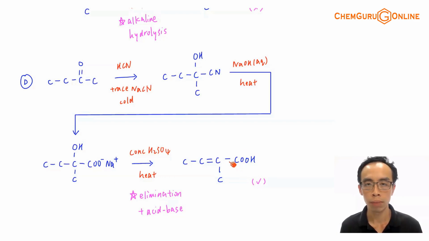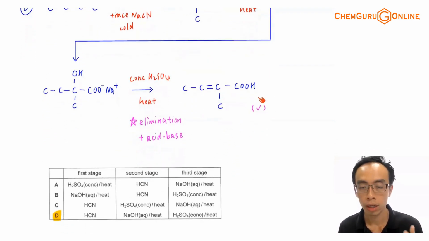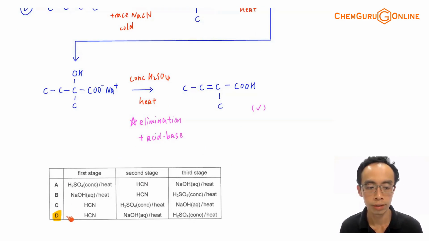So in this case, if I compare option C versus option D, D is a better answer because I can get the exact product that we want. So the answer to this question will be option D.